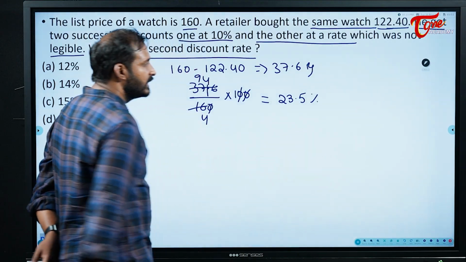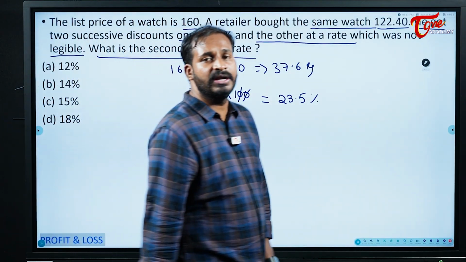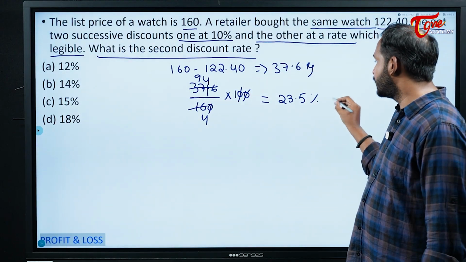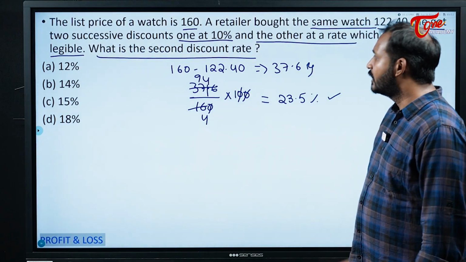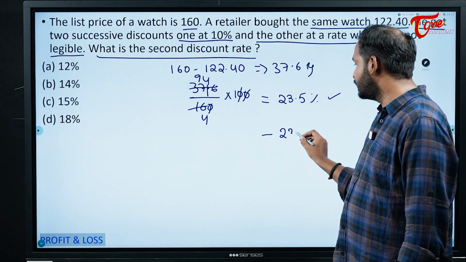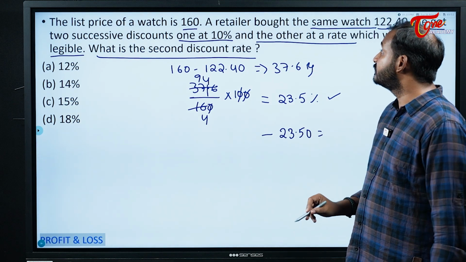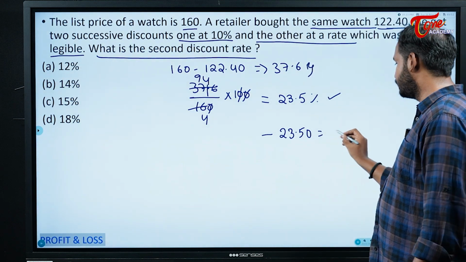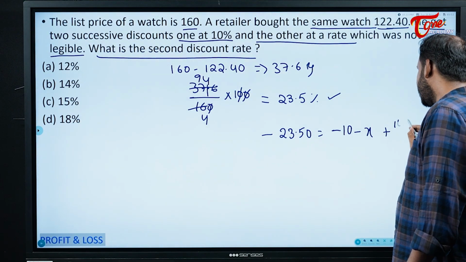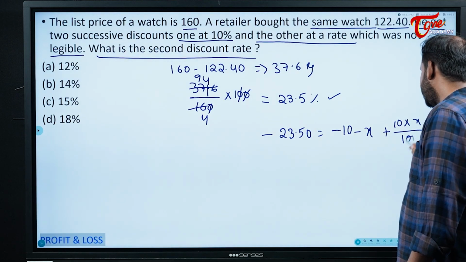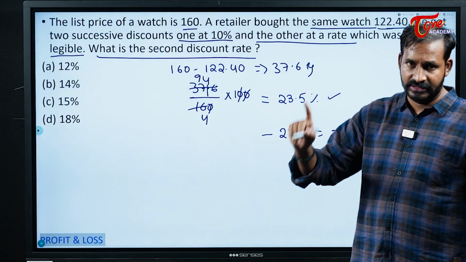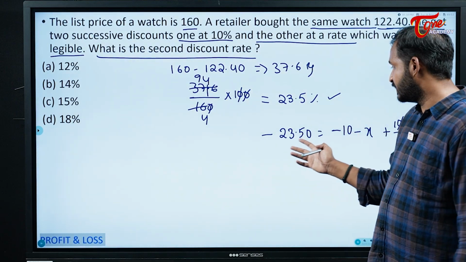That means effectively the price was decreased by what? 23.5%. Overall from 160 to 122.40, the price was decreased by 23.5%. Now we will apply the same thing. So effectively the overall decrease, that is minus 23.50, is equal to the first discount of 10%, minus 10, and the second one we don't know, that is some x, plus 10 into x by 100. So now what will we get here? Why? Because both are decremental. Here I am directly applying the effective percentage formula.